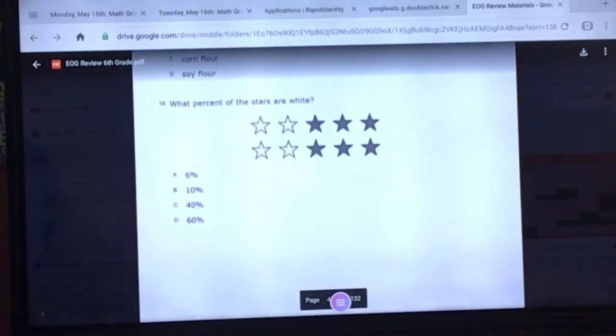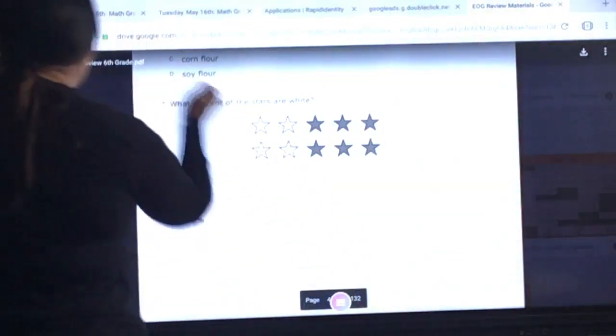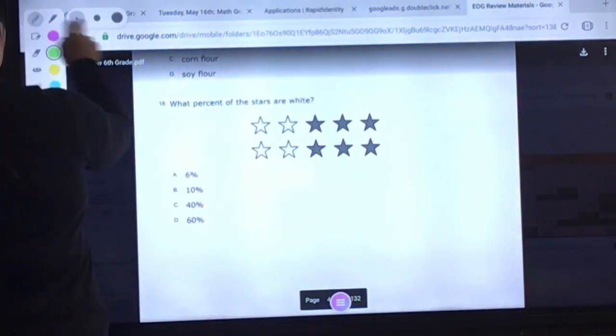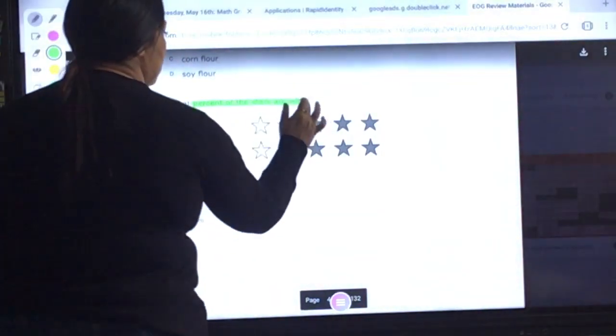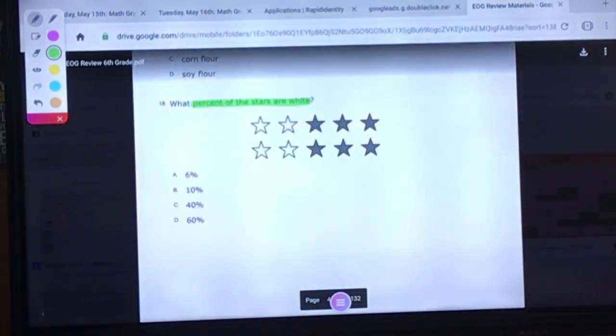All right, last question for today, I believe. Number 18. You are not allowed to use a calculator for this problem. Section 3. So it says, what percent of the stars are white? So what percent of the stars are white? Stand up when you have your answer.